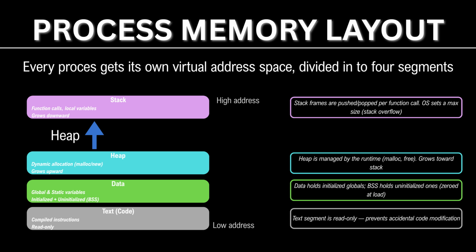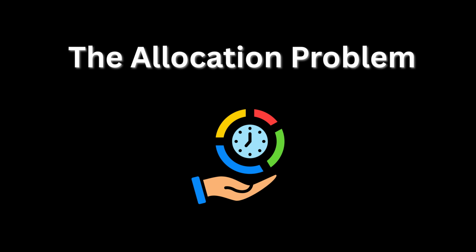Above that is the stack, which grows downward. Every function call pushes a new frame onto the stack. When the function returns, that frame is popped. The OS enforces a maximum stack size. Exceed it and you get a stack overflow. The heap and stack grow towards each other. The free space between them is what the OS manages.